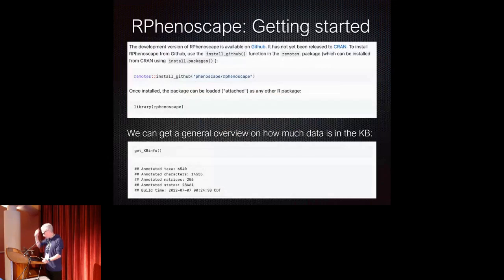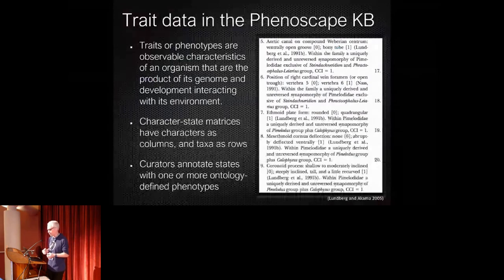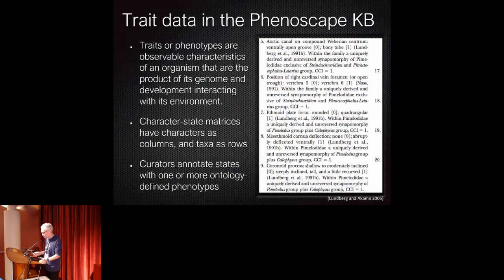So getting started for an R package, this follows the usual steps, except for now you have to install this from GitHub and not from CRAN, the Comprehensive R Archive Network. And then you can get an overview, for example, about the data that's in there. And let me just clarify a little bit of the terminology here, because again, it's maybe a little bit unfamiliar for people in the genomics area. Trait data here, traits or phenotypes, I'm going to use the two terms pretty much interchangeably, are observable characteristics of an organism that are the product of its genome and developing and interacting with its environment, right? So this is probably not too unfamiliar.